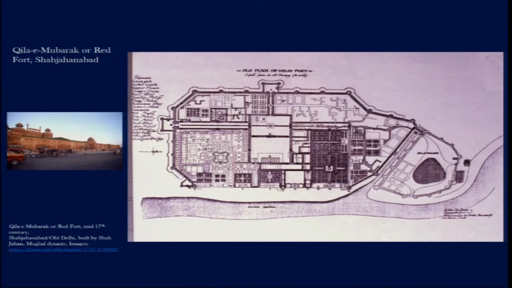On the right side of the screen, in the major part of the screen, we see a plan of the Red Fort in Delhi. During Shah Jahan's time, the capital was initially in Agra, and then it was moved to Delhi, and that is how this new city was founded by Shah Jahan.